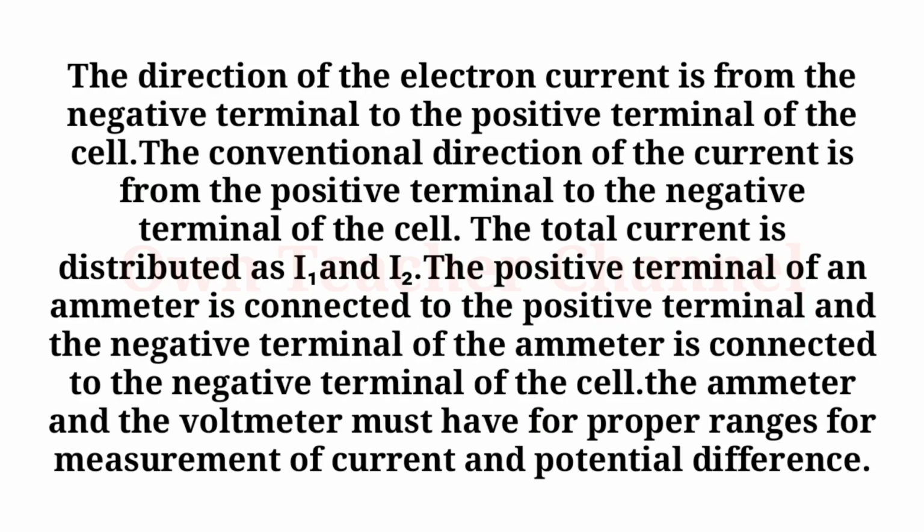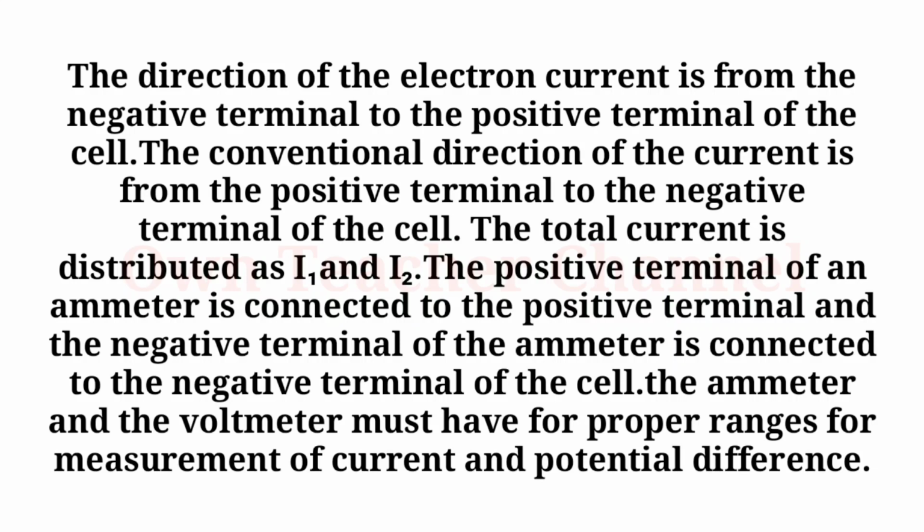The direction of the electron current is from the negative terminal to the positive terminal of the cell. The conventional direction of the current is from the positive terminal to the negative terminal of the cell. The total current is distributed as I1 and I2.